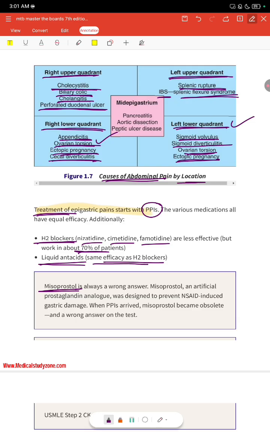Okay, so here is this location as well, mid-epigastrium. So what if the pain is in the mid-epigastrium? It can be caused by pancreatitis, aortic dissection, peptic ulcer disease. But you have to look for the other symptoms associated with these problems accordingly. And we will discuss them one by one in different chapters.